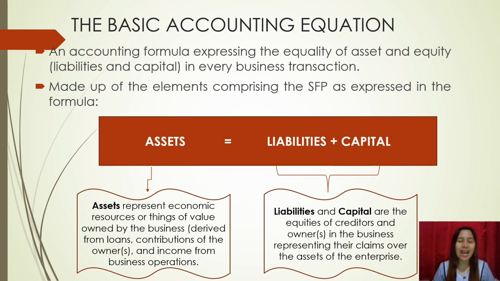What is the basic accounting equation? So this basic accounting equation is the basis of recording of business transactions and is derived from the dual aspect concept of accounting, which states that in every value received, there should be a corresponding value parted with. If there is a debit, there should always be a credit. So that is the dual aspect concept.